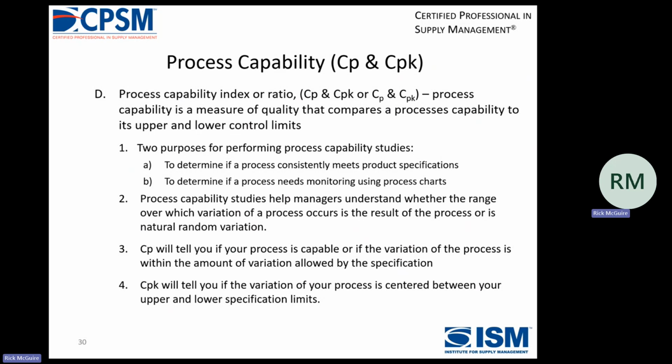If your CP is greater than 1, then you can. If it's less than 1, then you can't. And CPK will tell you if the variation in the process is centered between your limits. So it could be that your process is capable, but it's closer to violating one of the limits than it is the other.